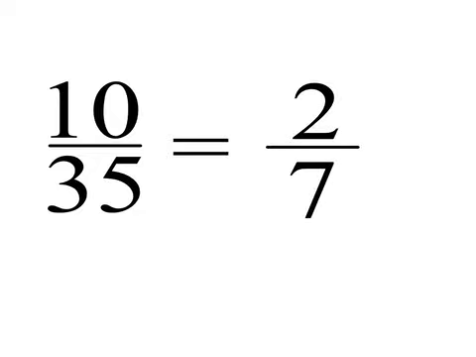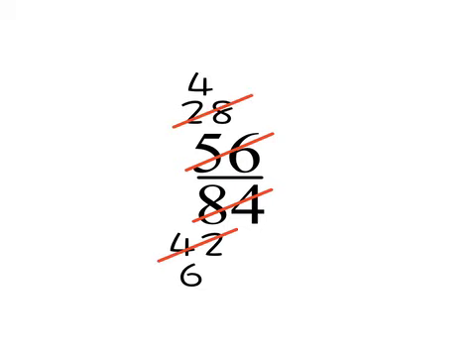Here's 10/35. If you know your times tables, you know to divide both these numbers by 5, and you get 2/7. But here's 56/84. I don't have my times tables memorized up this high, so I'm going to do this one in steps. They're both even, so I'll divide them both by 2, giving me 28/42. Now I can divide these by 2, but I also know they're both divisible by 7. So I do that, and I get 4/6.